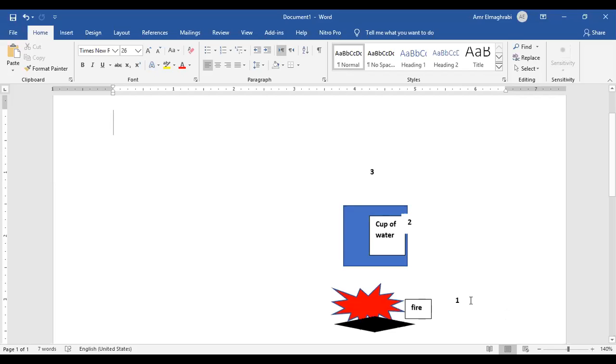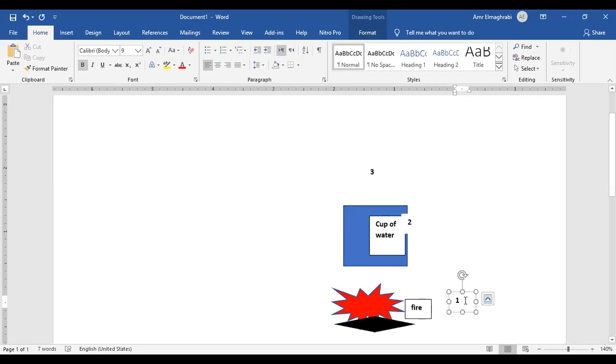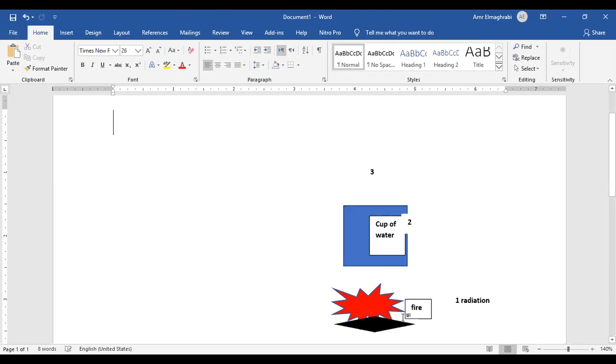My answer is number 1 by radiation, like I said. Why radiation? I will tell you why. Because in this case, radiation comes from the fire. Your hand is not above the fire. As I told you, convection happens when the hot air goes up. But in this case, your hand is not above the fire. It is in front of the fire.